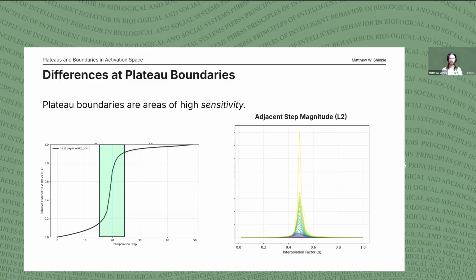We can actually measure this by looking at the magnitude or step size of the change in activations as a function of each input step. And we find this huge jump here in the middle, which grows larger and larger as you're looking in deeper and deeper layers of the model. So another way to put this is that plateaus correspond to areas in the MLP input space that are very insensitive to small changes in the inputs, and boundaries correspond to areas in the input space that are very sensitive to small changes in the inputs.